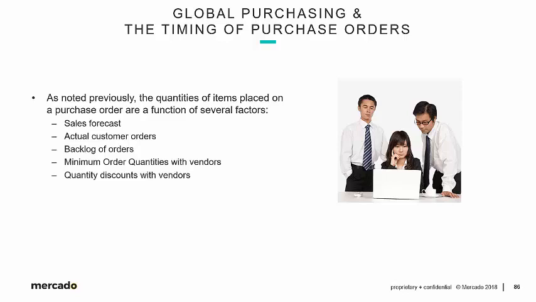Our forecast might call for 1,000 units, but there's a quantity discount at 3,000 units with a given vendor. We have to make a decision if we're going to buy at that higher quantity, even though the forecast calls for a lesser quantity. That's what we're referring to here about the factors that determine quantities.